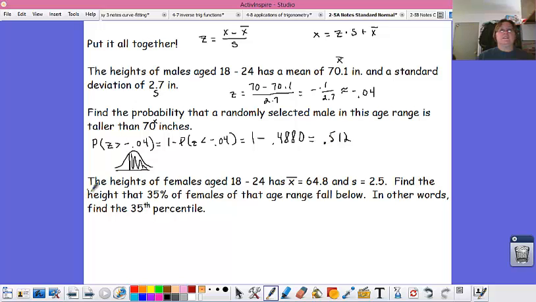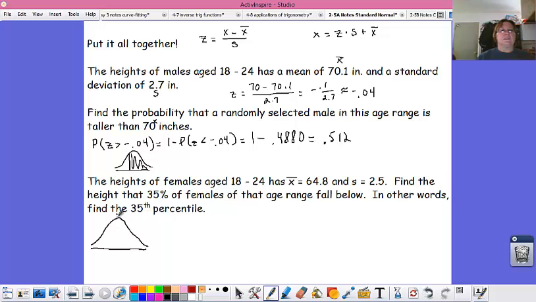Here's one about female height, same kind of process. The average is 64.8 inches for women. Standard deviation is 2.5, and we want the height that 35% of females fall below. Okay, we want a height. And so that's an X. We need the X this time. And we want 35% of females to fall below.